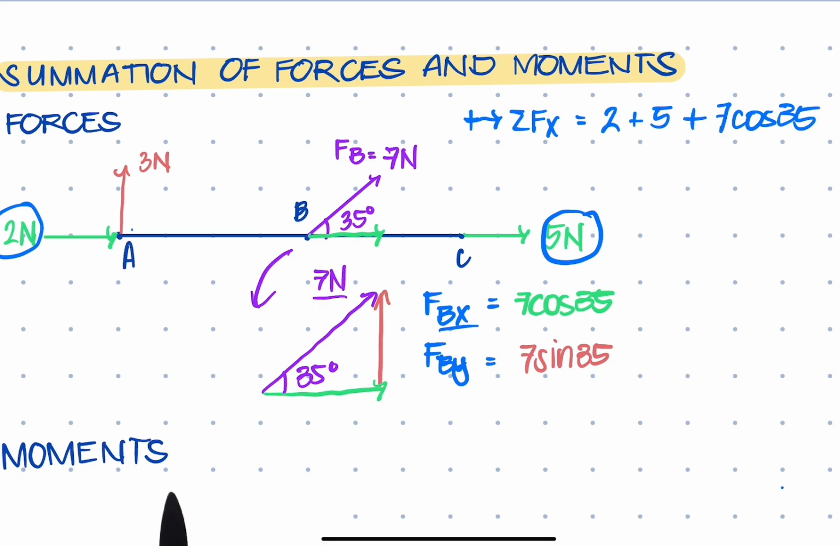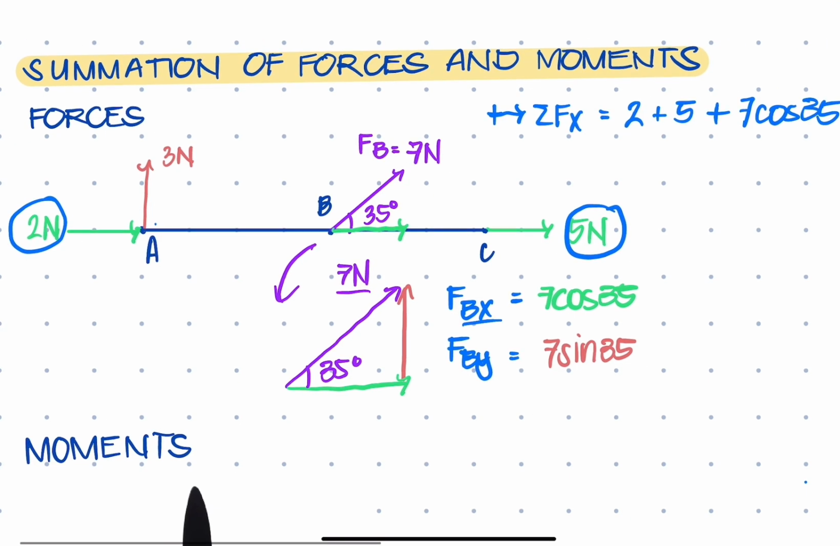Next natin gagawin guys, isasum naman natin lahat ng forces na nag-act along the y-axis. So, kailangan ulit natin mag-set ng convention. This time, sasabihin natin na forces that go up are going to be considered as positive. So, kapag kapataas siya, positive. Kung pababa yung force, isusulat natin siya as negative. Okay? Ganun lang ulit, summation of forces along y. May dalawang forces tayo na i-consider. Una, itong 3 newtons. At pangalawa, yung y component nung 7 newton force acting at point B.